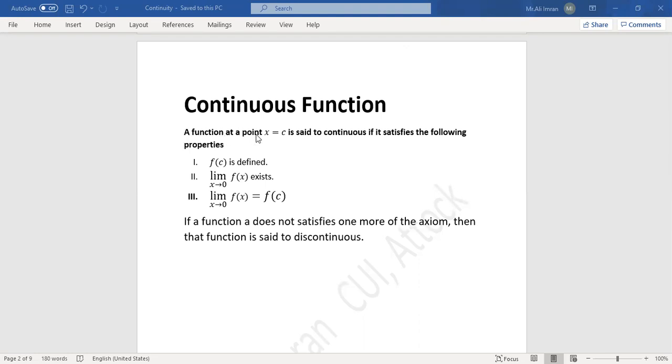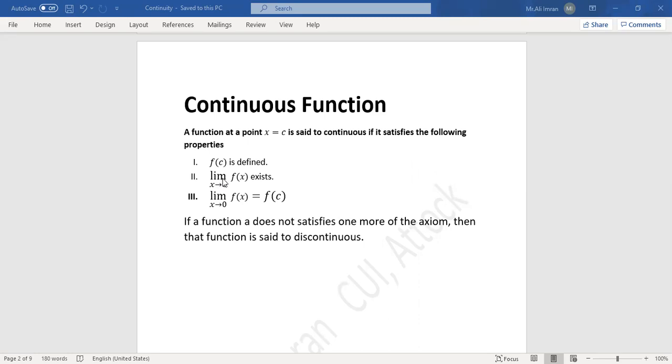A function at a point x equal to c is said to be continuous if it satisfies the following properties. First, f(c) is defined. Defined means its value exists at point c. When we put the value of c in a function, we get a real number. It means that the function is defined.